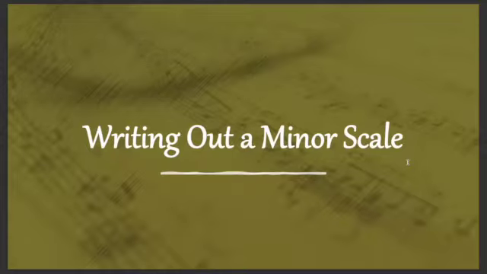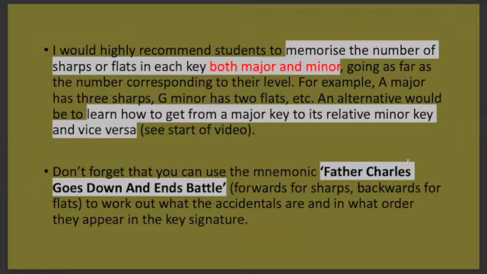Writing out a minor scale. So I would highly recommend students to memorize the number of sharps or flats in each key, both major and minor, going as far as the number corresponding to their level. For example, A major has 3 sharps, G minor has 2 flats, etc.